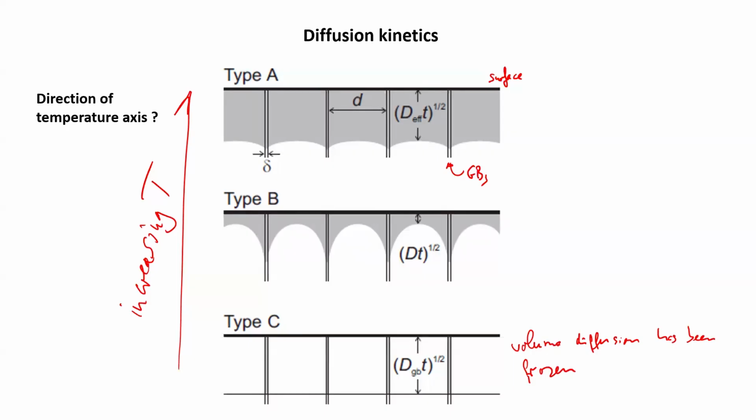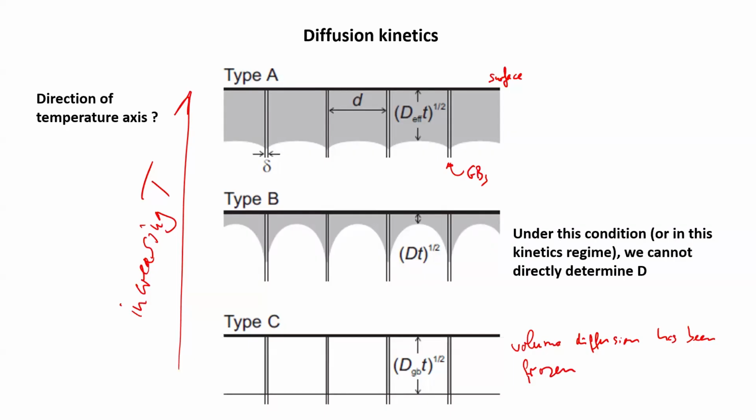And then there is this interesting regime B, where we have both. We have some volume diffusion. We cannot neglect it, especially because there will also be some out-diffusion from the grain boundaries into the grain interiors, but we will also have dominant grain boundary diffusion. Under this kinetic regime B, we cannot independently and directly from these diffusion measurements measure the grain boundary diffusion coefficient.